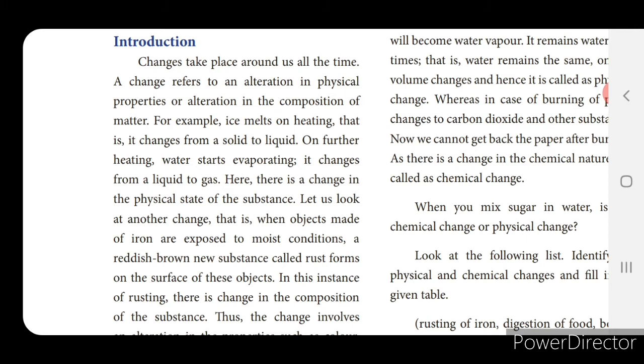So the composition will not change, only the physical properties are changing. This is the best example for physical change. The next one is chemical change.